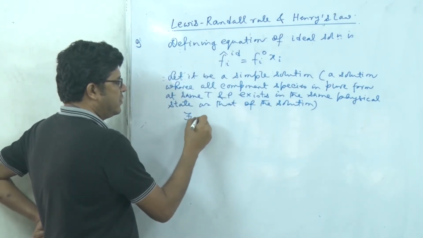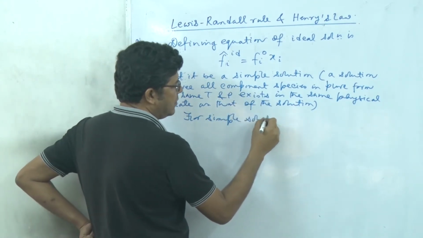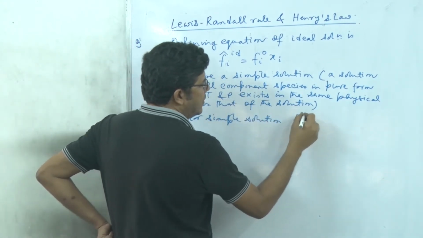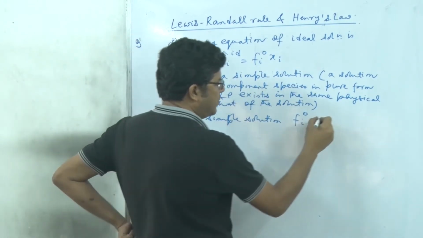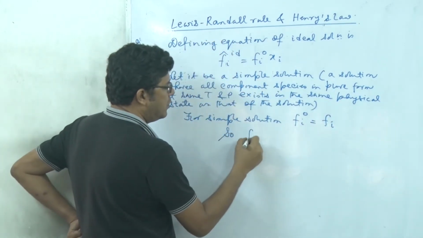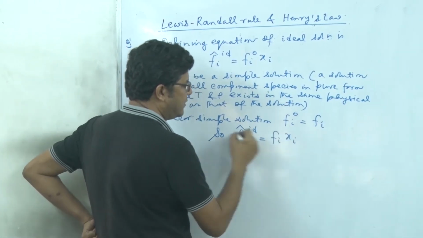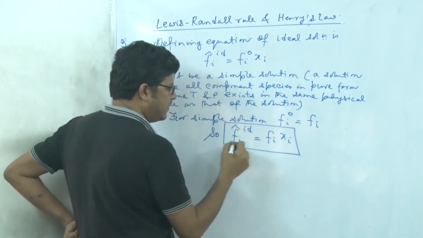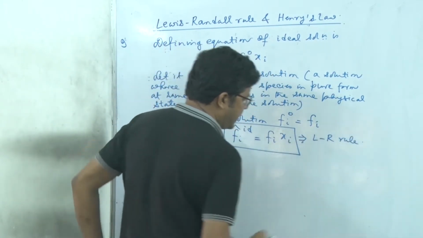For simple solution, see, standard state property must be the pure species property, Fi. So, Fi cap ID becomes Fi Xi. So, this is typically the LR rule, Lewis-Randall rule.